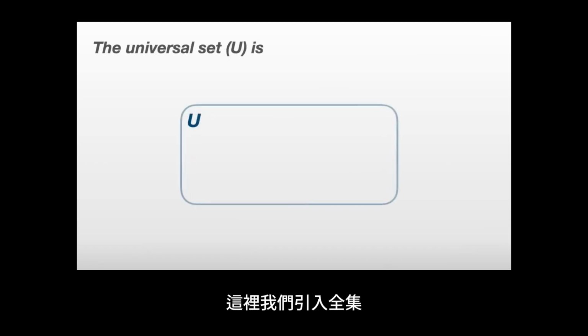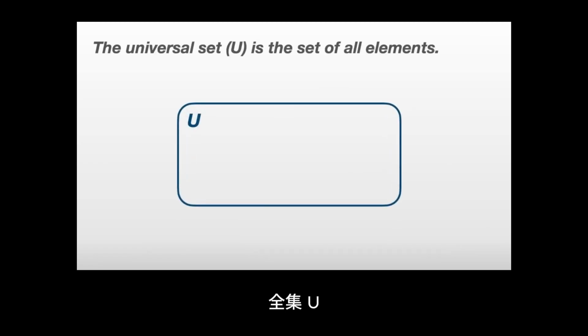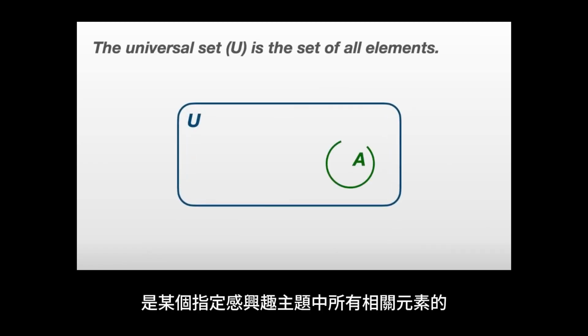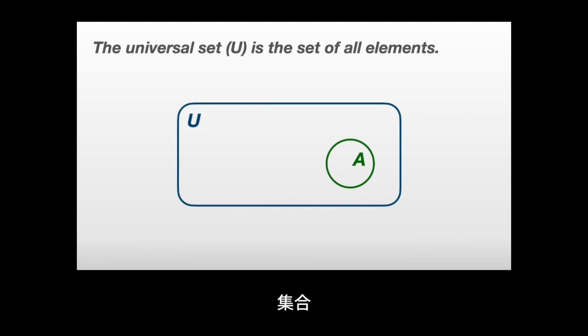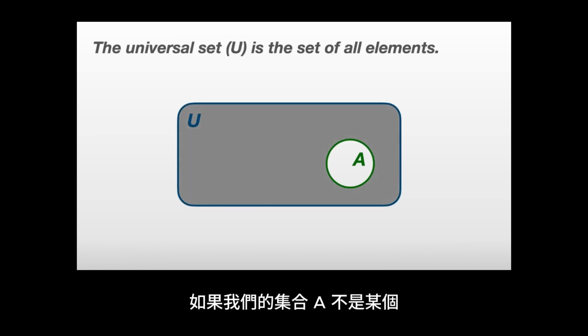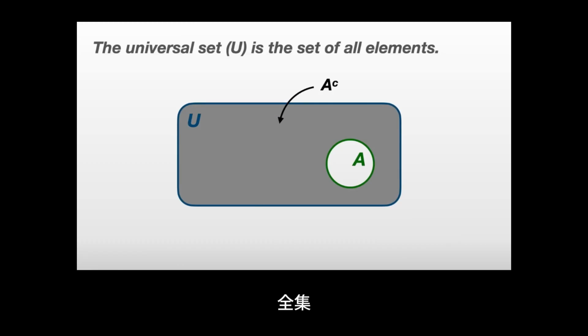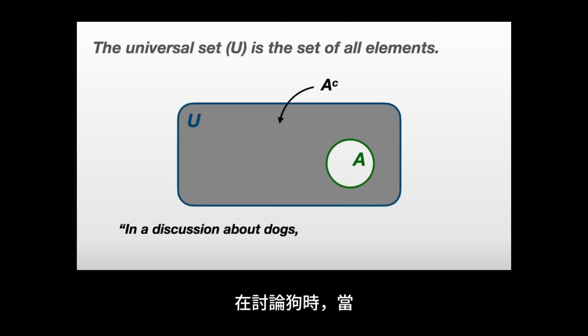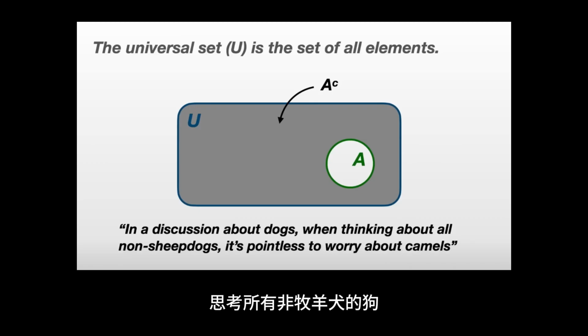Here is where we introduce the universal set. The universal set U is a set of all elements that are relevant for some given topic of interest. If our set A isn't the subset of something specific, we usually assume the complement to A is the universal set. And what that universal set is depends on context. This quote from The Foundations of Mathematics by Stewart and Tall sums it up nicely. In a discussion about dogs, when thinking about all non-sheepdogs, it's pointless to worry about camels.